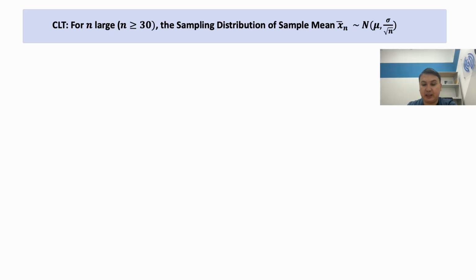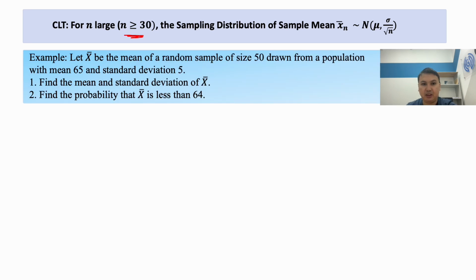Going back to the central limit theorem, what it says about the sampling distribution is that the distribution of the sample mean is roughly normal with mean mu and standard deviation sigma over square root of n. But this is when n is large. What is the rule of thumb? The rule of thumb says that if n is greater than or equal to 30, we can assume that we have the normal distribution. So let's do an example.